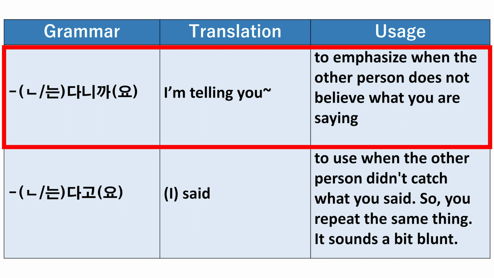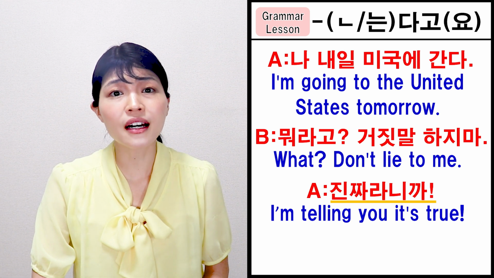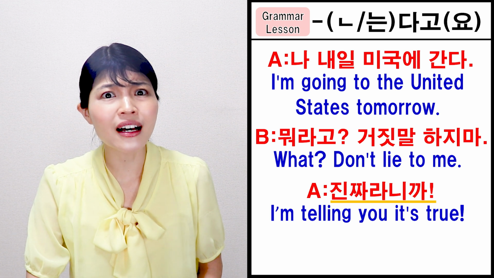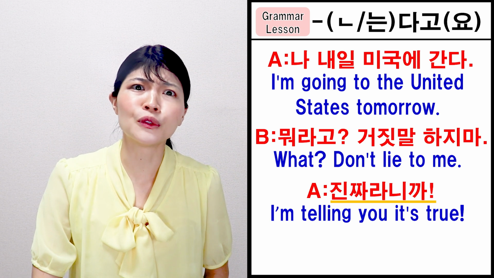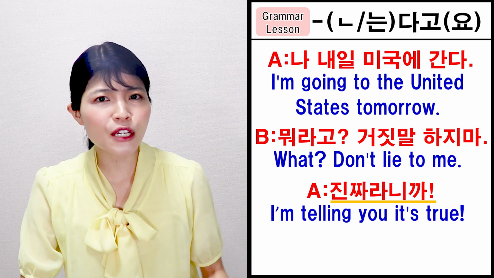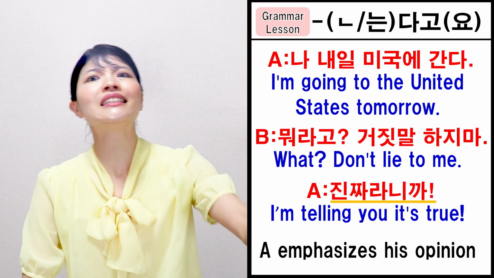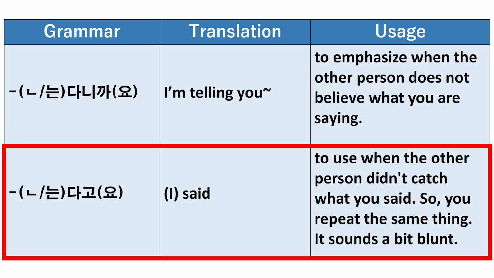First of all, you use 는다니까요 when a listener doesn't believe what you say. So you have to repeat it and say, I'm telling you. For example, 나 내일 미국에 간다. I'm going to the United States tomorrow. 뭐라고? 거짓말 하지 마. What? Don't lie to me. 진짜라니까. I'm telling you it's true. Like this, B doesn't believe A's story, so B emphasizes his opinion and uses 진짜라니까. I'm telling you it's true. Next, you can use 는다고요 when the other person didn't catch what you said.